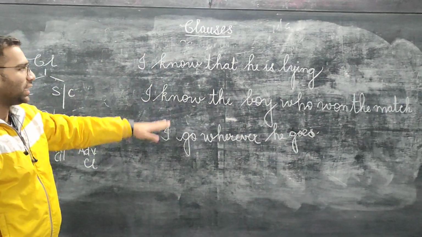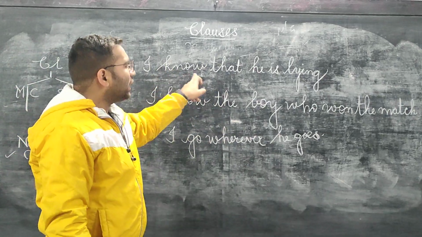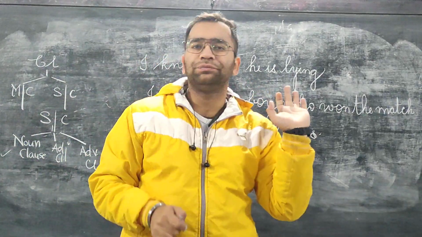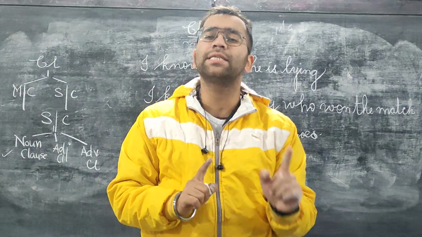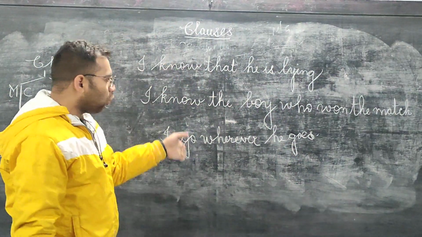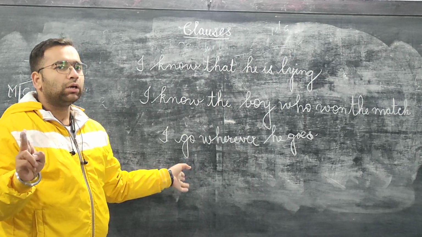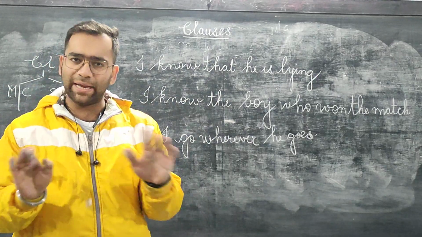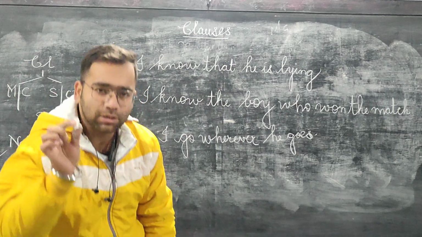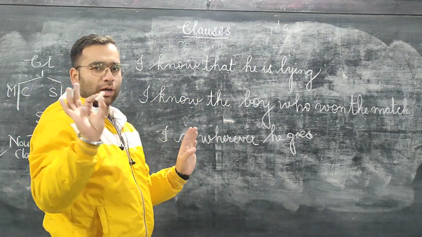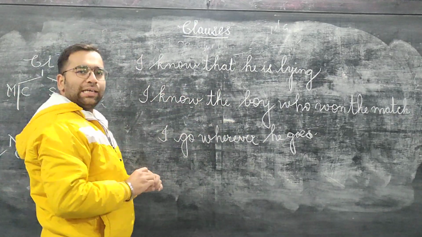Okay, now look at these examples. I know that he is lying. First of all, in all three sentences, I will apply step 1. What is step 1? Find out the node. Break the sentence. Now, I know that he is lying.